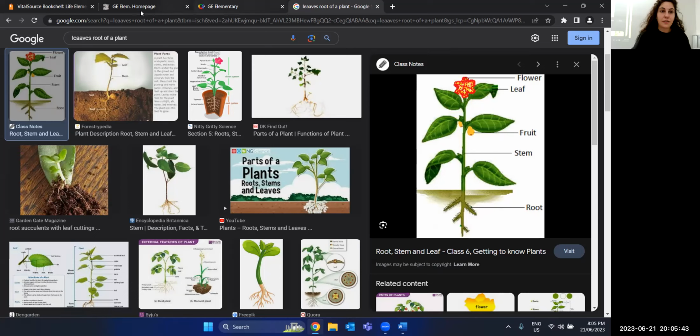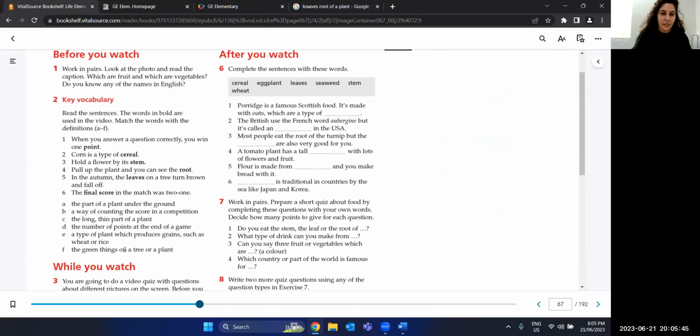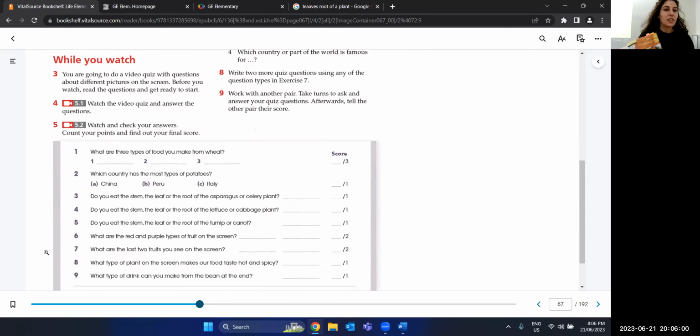The last one, the final score in the match was 2-1. What does final score mean? The number of points at the end of a game. Yep.